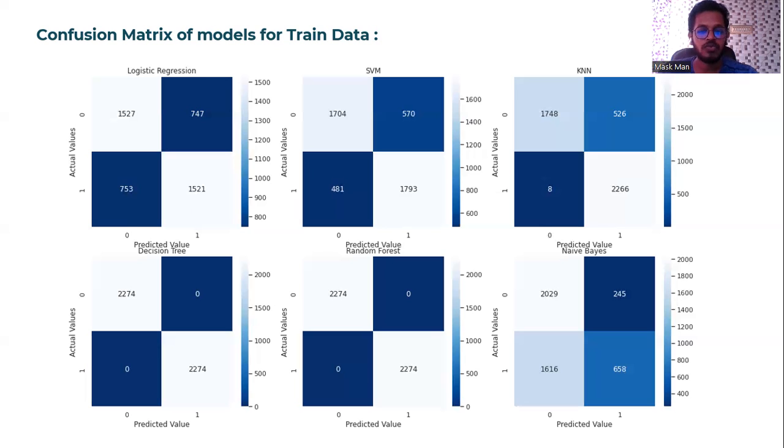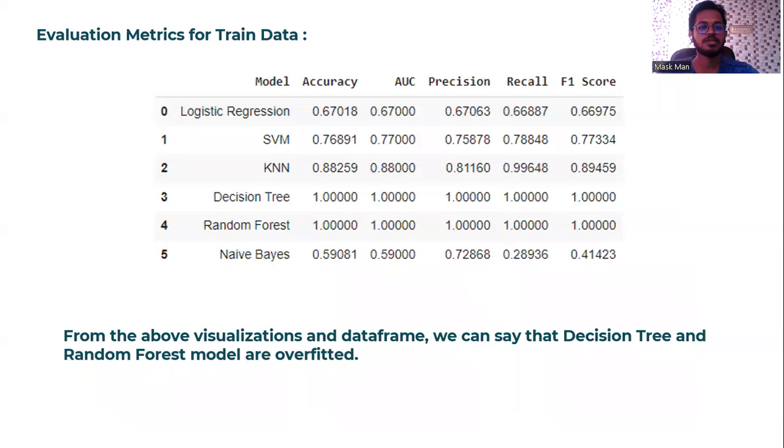So these are the results for the train data only. And this is the evaluation metrics data frame of the train data. You can see the recall, F1 score, precision, and accuracy of all the models: logistic regression, SVM, KNN, decision tree, random forest, and naive Bayes. From the above visualization and data frame, we can say that the decision tree and the random forest models are overfitted.